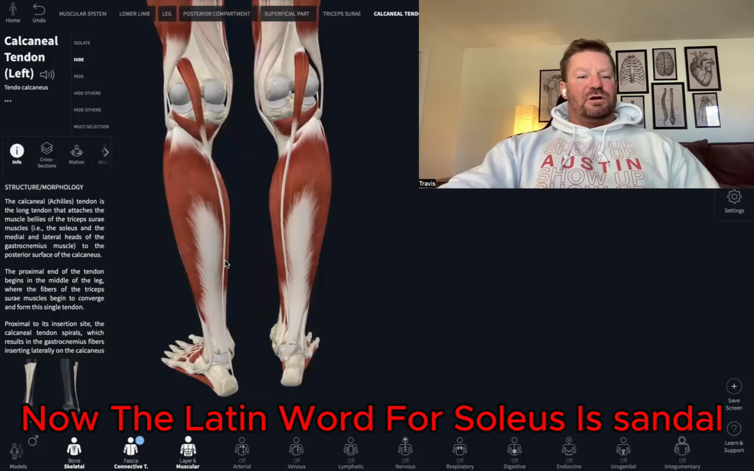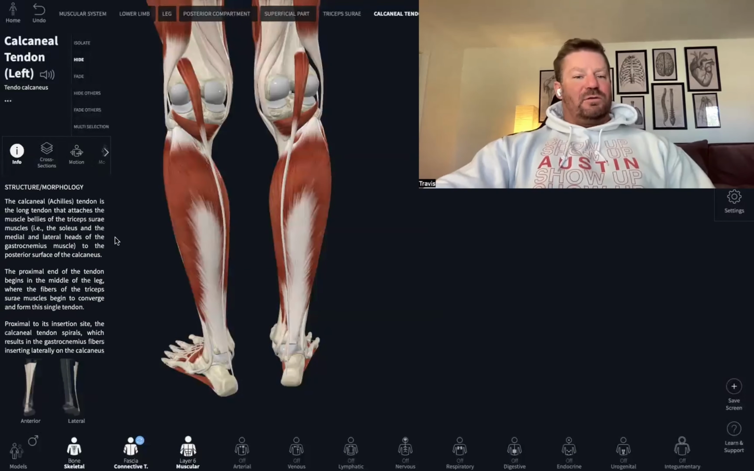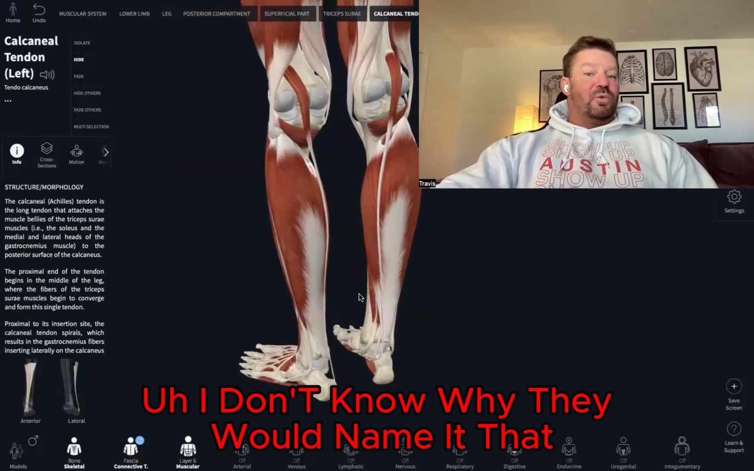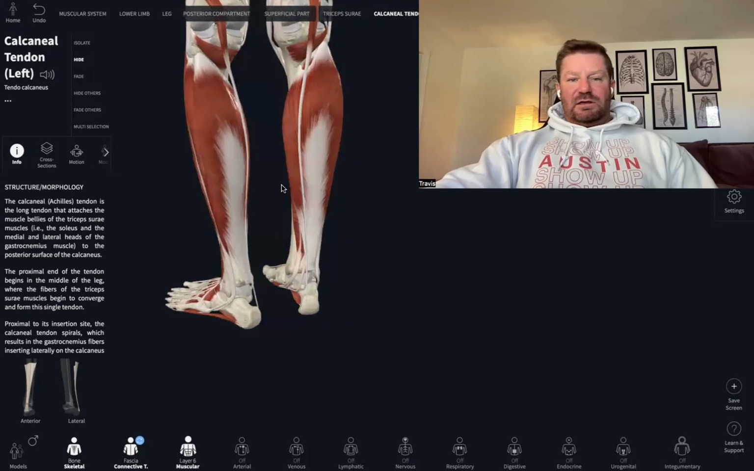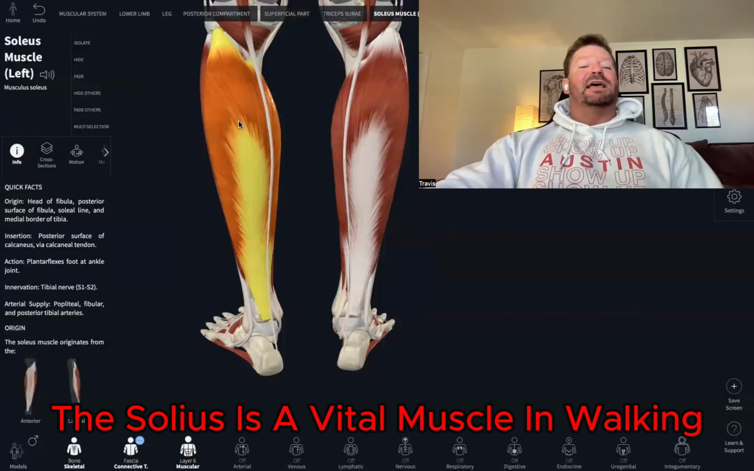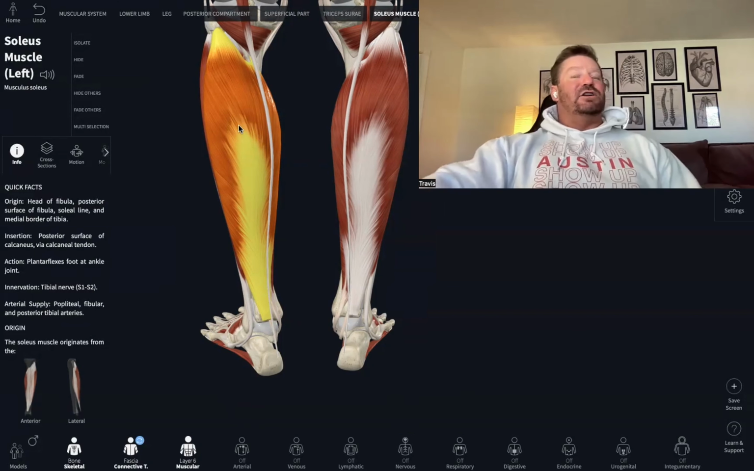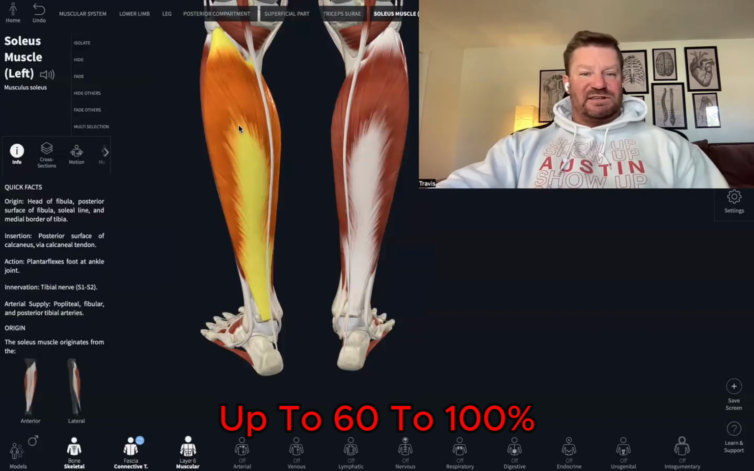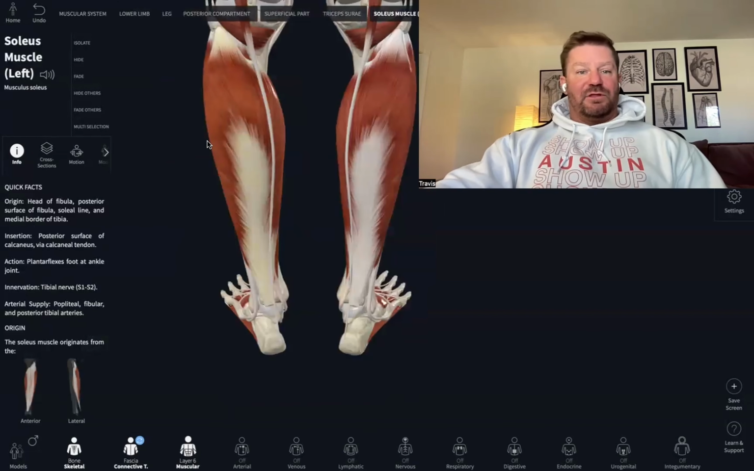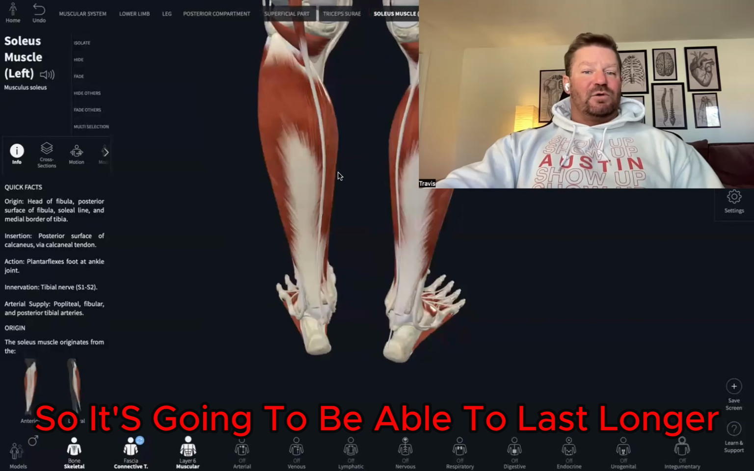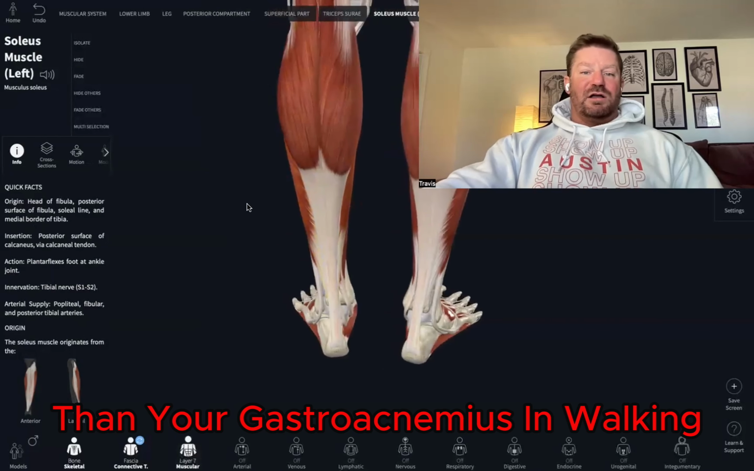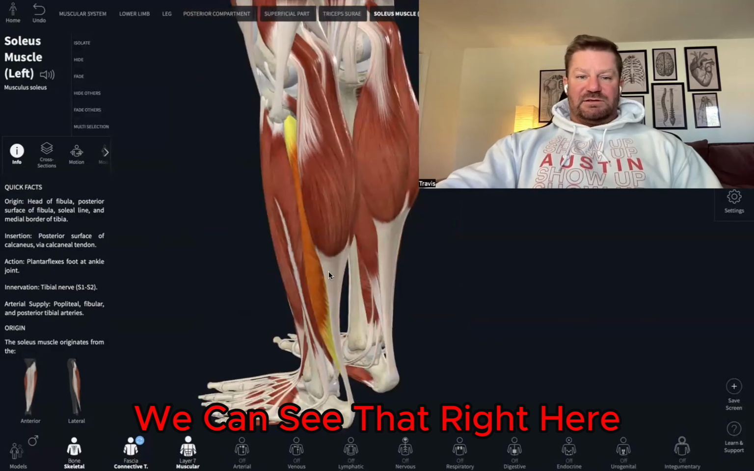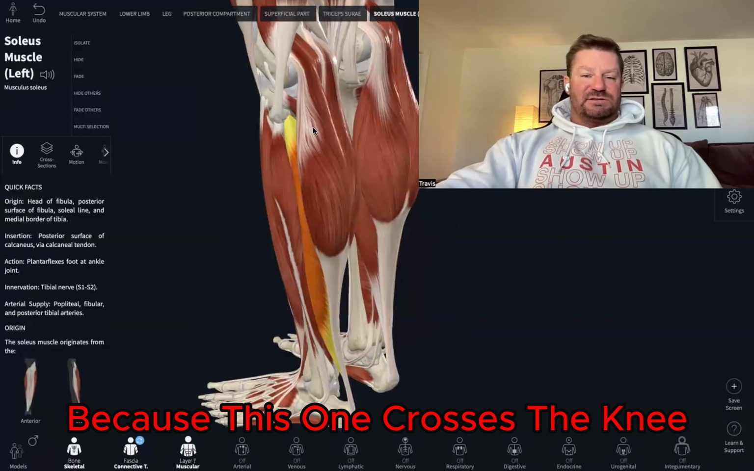Now, the Latin word for soleus is sole, meaning sandal. I don't know why they would name it that, but they did. It's Latin. That's what they do. The soleus is a vital muscle in walking because it has a higher number of slow twitch muscle fibers, up to 60 to 100%, depending upon the person. So it's going to be able to last longer than your gastrocnemius in walking. We can see that right here because this one crosses the knee.